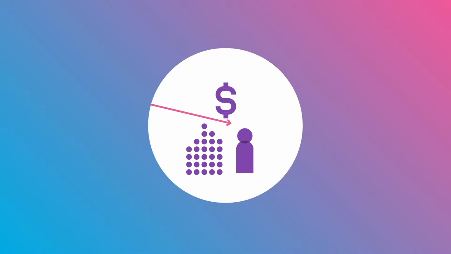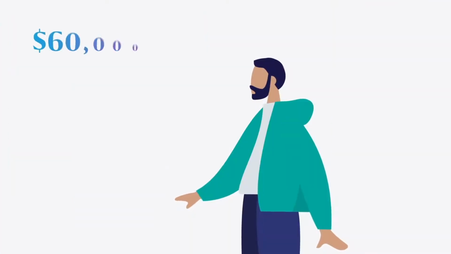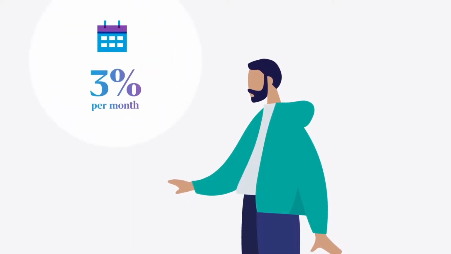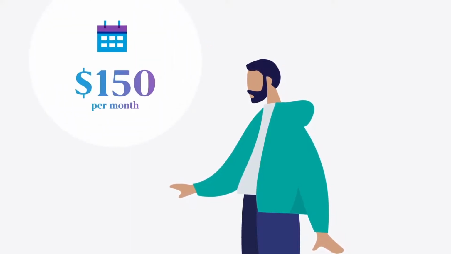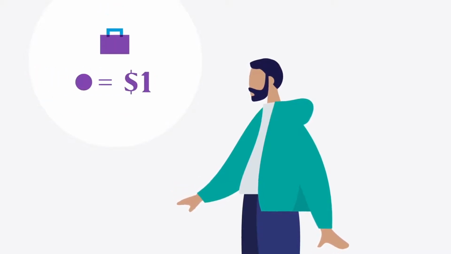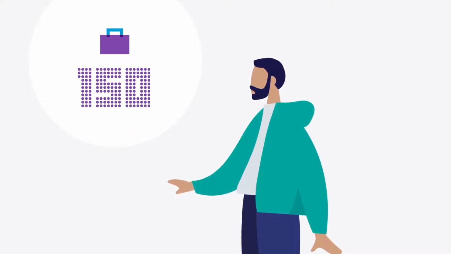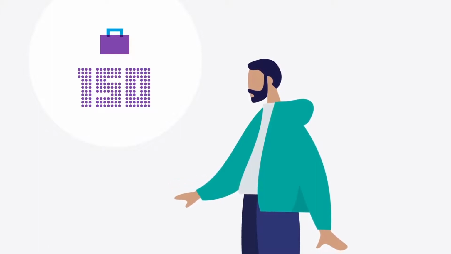Let's look at an example. Alex is paid $60,000 a year. Each month, 3% of his salary, or $150 per month, is paid into his investment account. At the time Alex makes his first monthly contribution, a unit in his chosen investment option is worth $1. His contribution of $150 purchases 150 units.